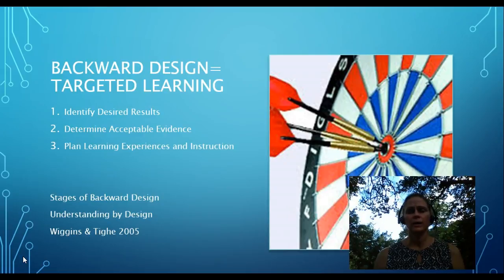So backward design, in conclusion, is targeted learning. Stage 1, you're going to identify desired results. Stage 2, determine acceptable evidence. And Stage 3, plan learning experiences and instruction. This model is based on the stages of backward design by Wiggins and Tighe in 2005.